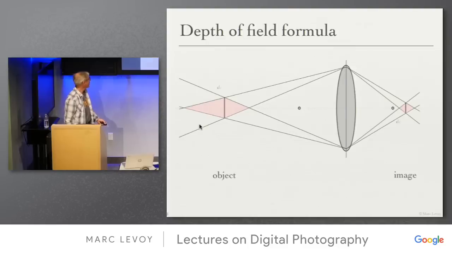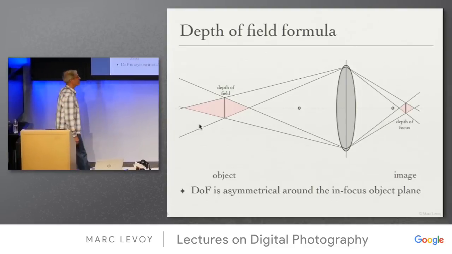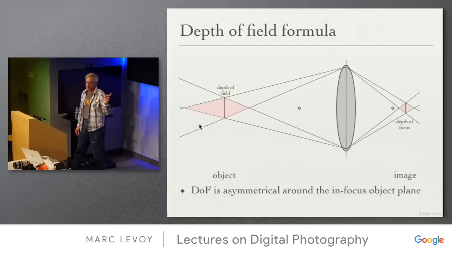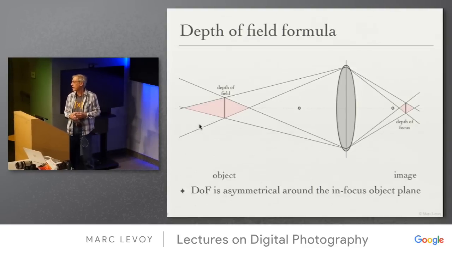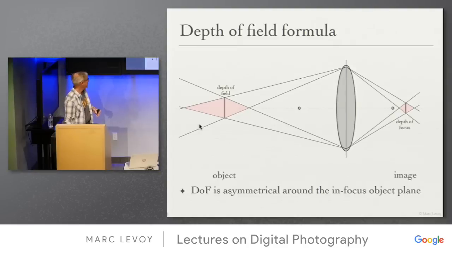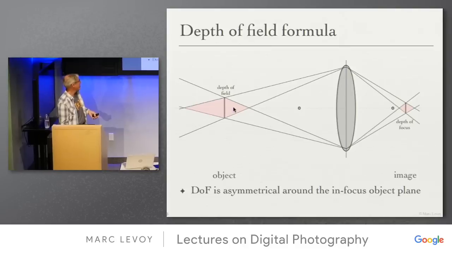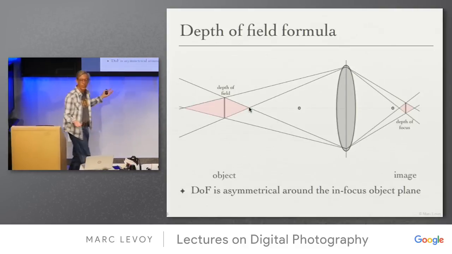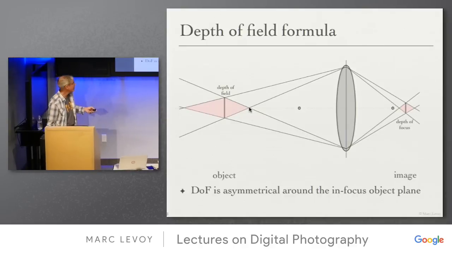So the first thing to notice, depth of field, depth of focus. The first thing to notice is that it's asymmetrical around the in-focus image plane, object plane. Remember I said that? That was one of the approximations that London makes in his textbook. There's more stuff in focus further from the lens than there is closer to the lens, and that is just another property of the Gaussian lens formula when applied to this problem.